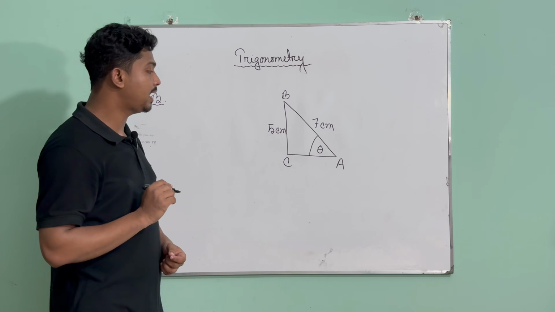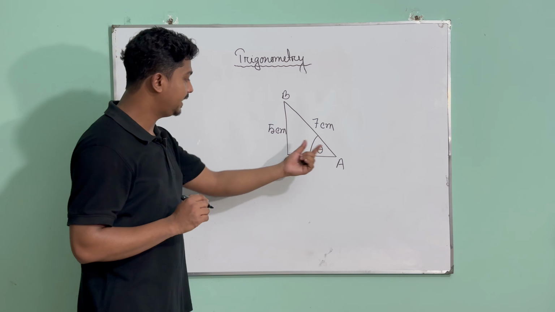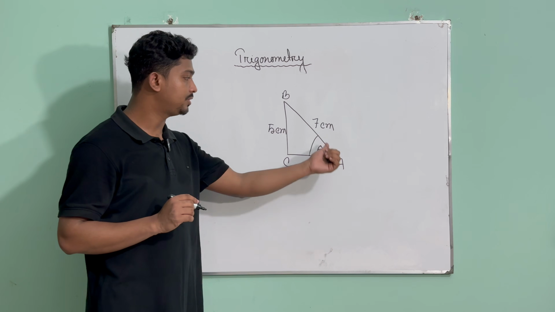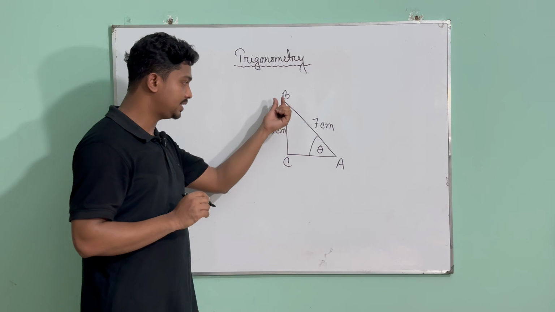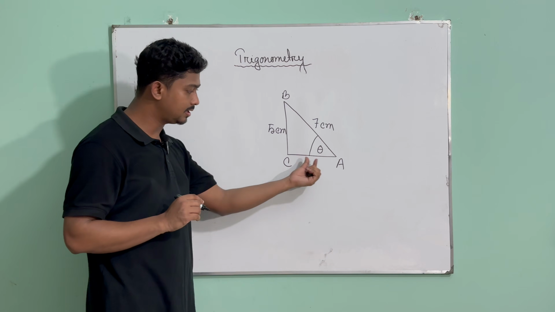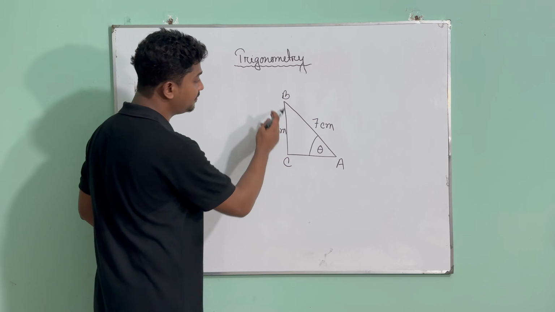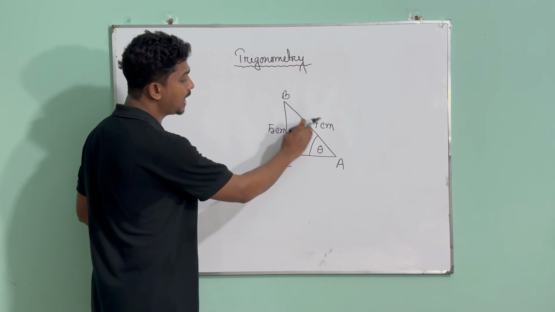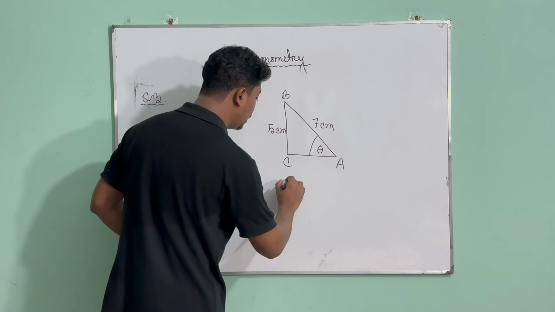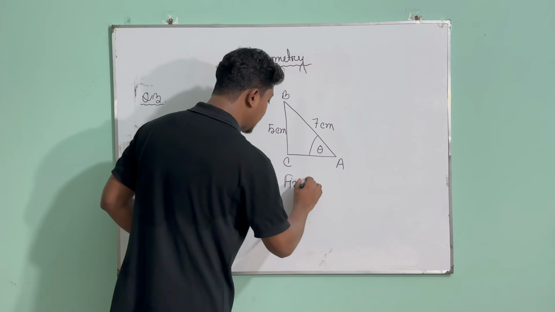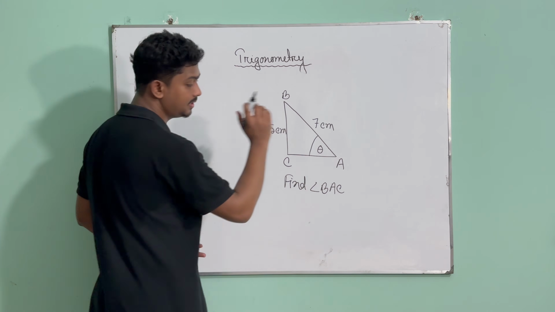So for our next math, we have another triangle BAC. We have the length of the hypotenuse 7 centimeter, and we have the opposite. This is opposite because it doesn't have any angle. This has the angle, so AC is the adjacent, right? So BC is given, that means our opposite is given, our hypotenuse is also given. We are asked to find the angle theta. So find angle BAC. We have to find the measurement of theta, right?